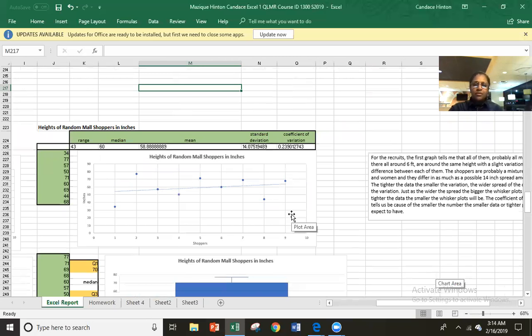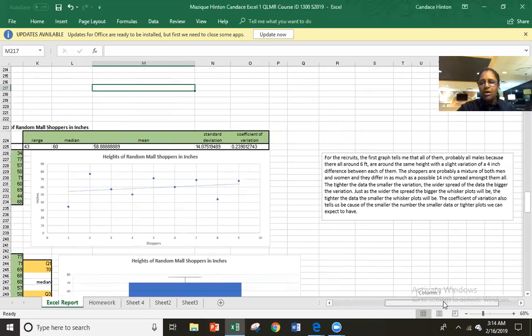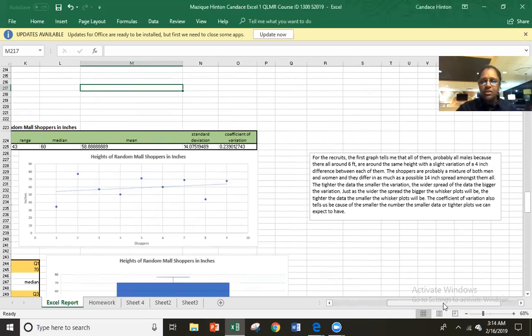For the recruits, the first graph tells me that all of them are probably males, because they're all around 6 feet and are around the same height with slight variation of a 4-inch difference between each of them. The shoppers are probably a mixture of both men and women, and they differ in as much as a possible 14-inch spread amongst them all.